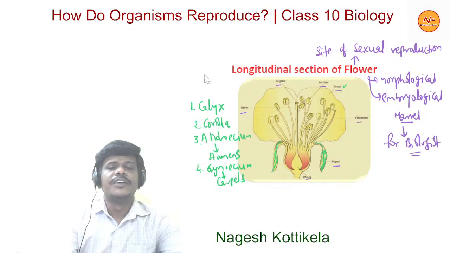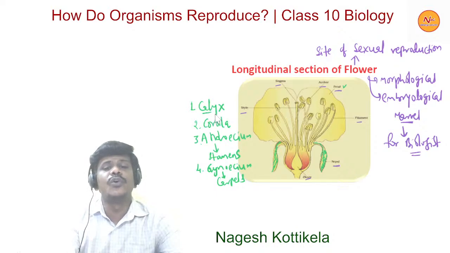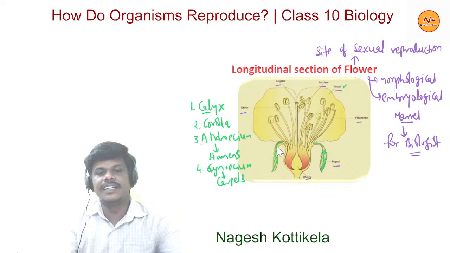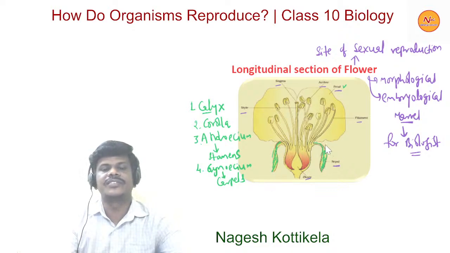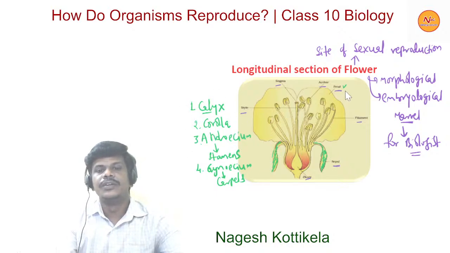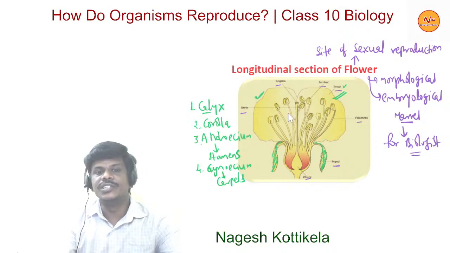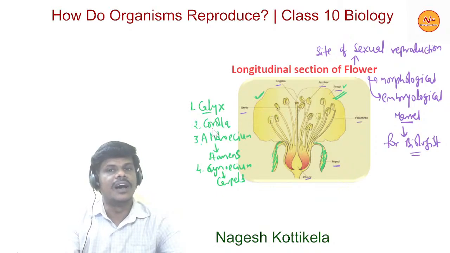So here, from outside to inside, the floral whorls are: the outermost whorl is calyx. Green colored sepals are present here. You can see this is calyx. Okay, these are the sepals. Now the second whorl, corolla. You can see this is a petal. This one is a petal. So brightly colored petals are seen. This is the corolla whorl.